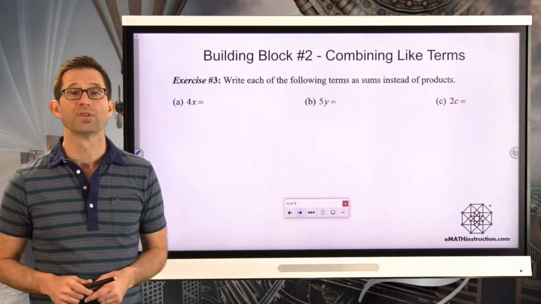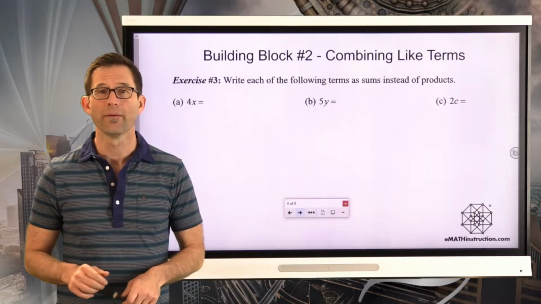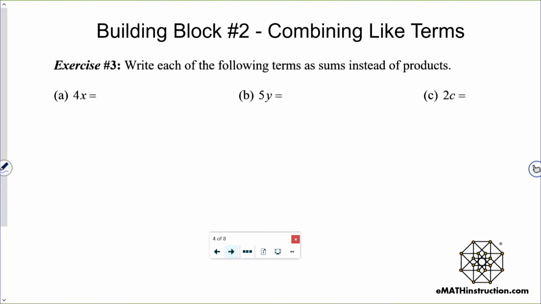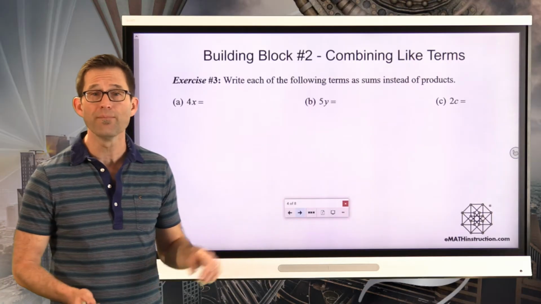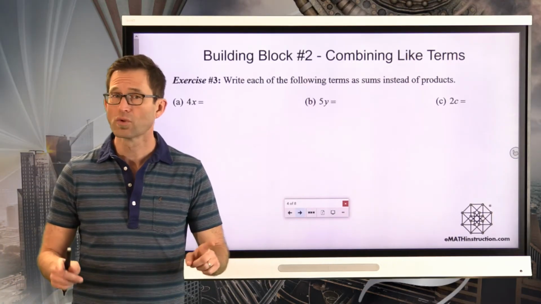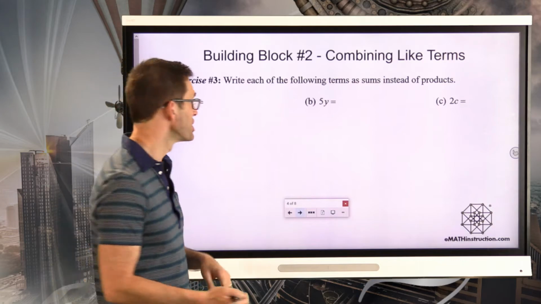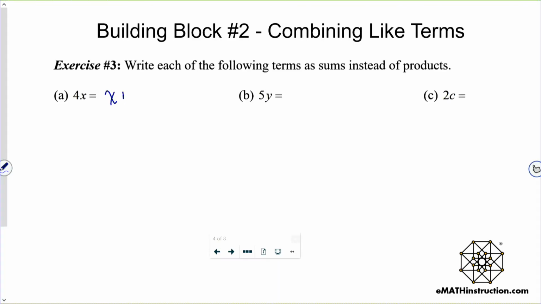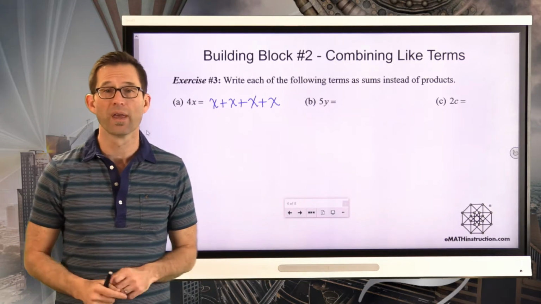Now let's take a look at building block number 2. Let's go in the opposite direction, right? Exercise number 3. Write each of the following terms as sums instead of products. All right, well, this is easy enough. 4 times x, we're just going to reverse what we did in the last exercise, is the same as x plus x plus x plus x. It's just those two things are equivalent. It's just what multiplication is.